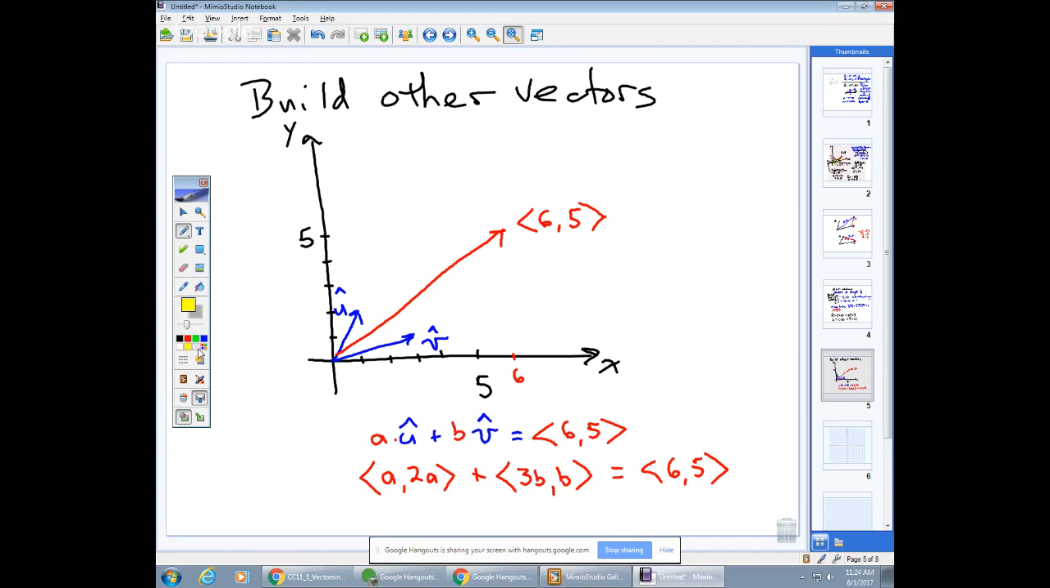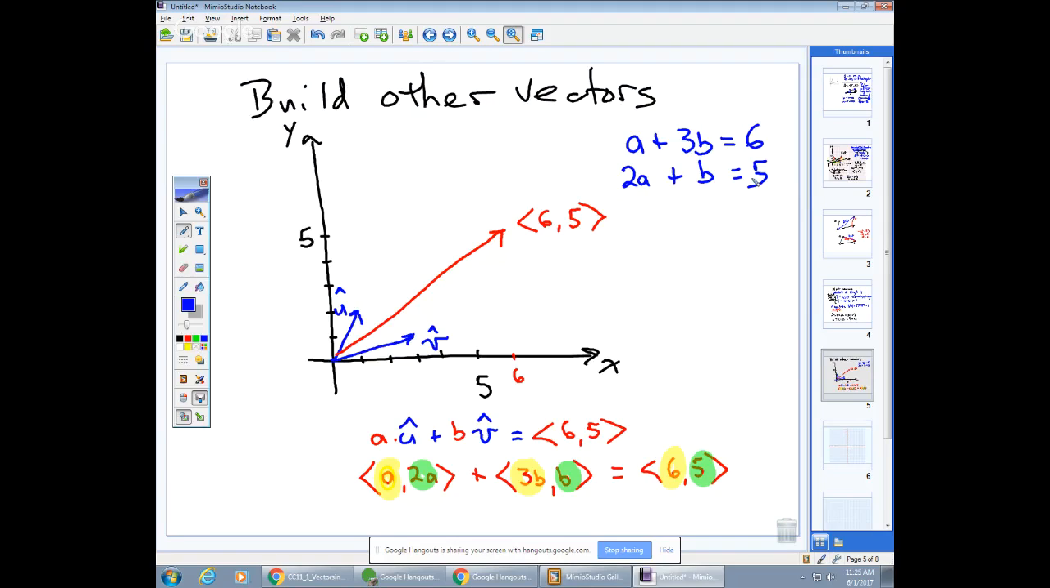And the key here is that if I add up the x coordinates, they have to add up to 6. So I'm going to end up with a system of equations up here. If I take a plus 3b, that has to give me a 6. And similarly, if I take the y coordinates of these vectors, they have to add up to 5. So then I get 2a plus b has to equal 5. And so all we have to do is solve that system any way we can.